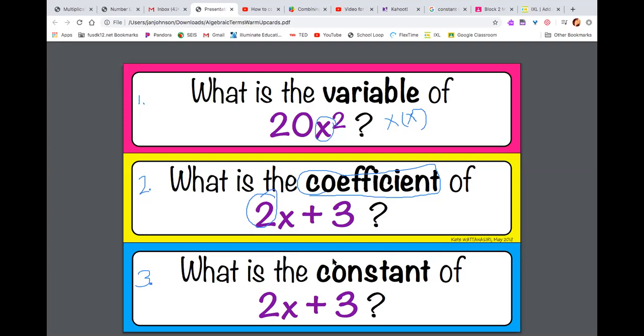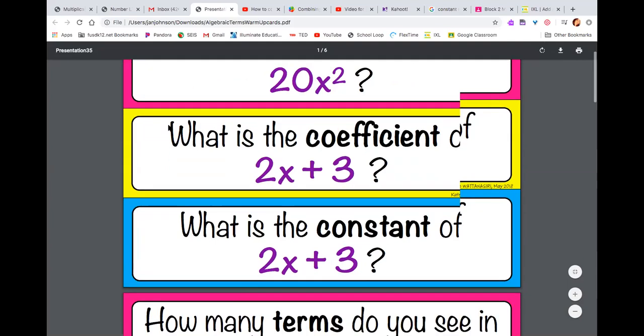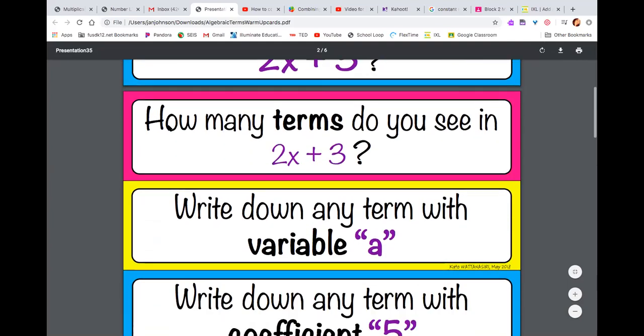Now we have 3. What is the constant? Now, we haven't talked about constant a lot. I usually say integer. 3. Yeah, the number that is not changing, right? It's constant. So 3 would be the constant. Okay, let's clear out drawings. And I'm going to scroll down a little bit because there's a couple more questions on here. Got 3 more.